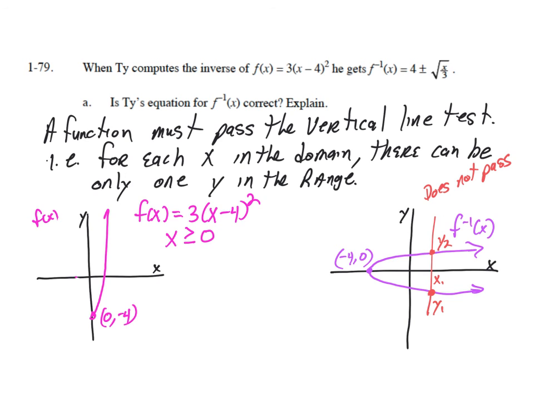Well, then what do we end up keeping over here? Do we keep the top half or the bottom half? So for f inverse of x, which is equal to 4 plus or minus, well, we're just keeping the plus, because I'm keeping the positive part of f of x, everything greater than 0.